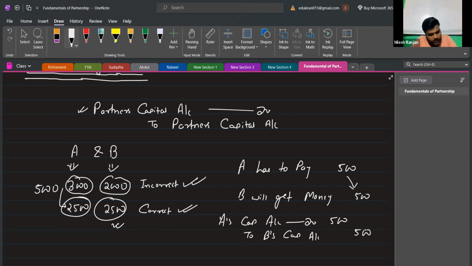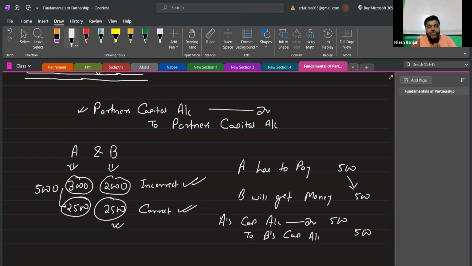Good. After that, profit and loss appropriation account. Which item should be debited or which item should be credited, you need to remember that. Same with the partner's capital account. Items that will be debited and credited in partner's capital account or current account, you need to remember that. When we have to use current account, when we have to use capital account, this is also important.